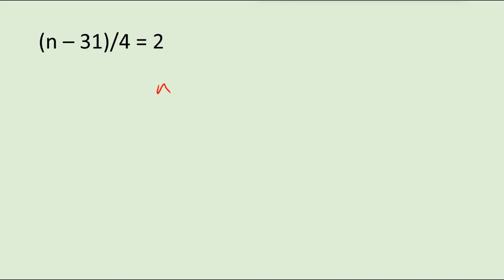Let's throw it to the other side. That will leave us with n minus 31. That is equal to 2, and of course it becomes times 4. There we go, it becomes 2 times 4. When you take that 4 across, the divided becomes times. We don't need the brackets now because n minus 31 doesn't need to be grouped anymore.